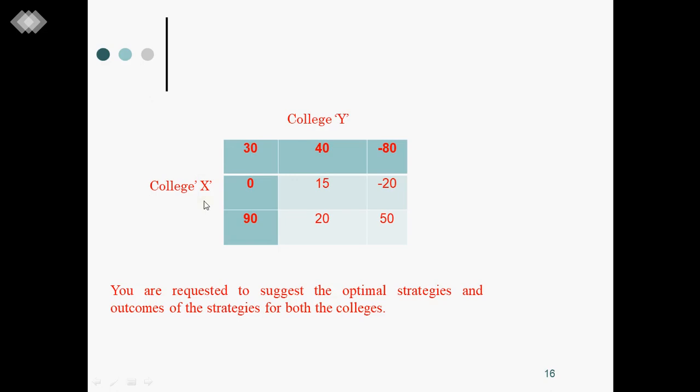So if you map the strategy of college X and college Y, these are the outcomes. Outcomes means the numbers, the student numbers. For example, let us discuss this. If college X advertises in the newspaper, college Y also advertises in the newspaper, so 30 is the outcome. So when it is positive 30, it is gained to college X.